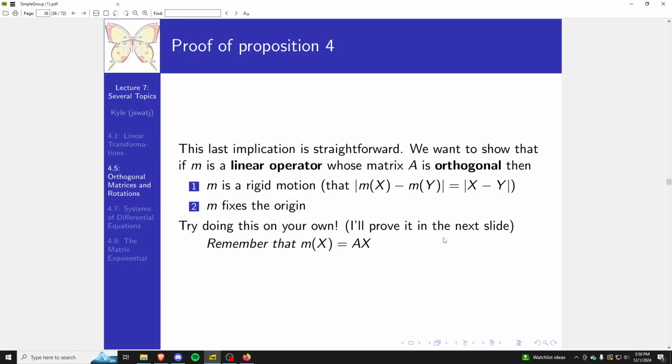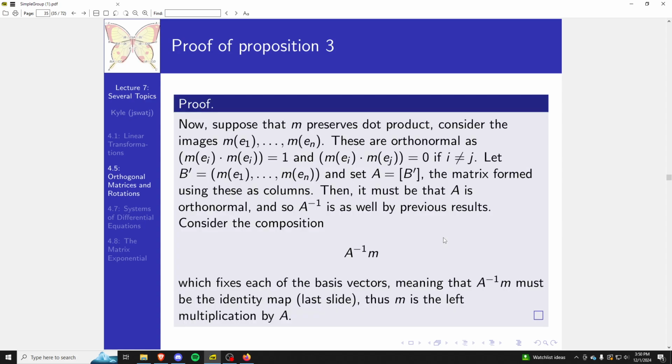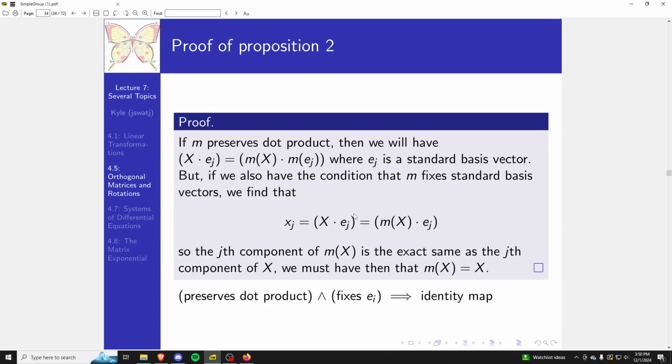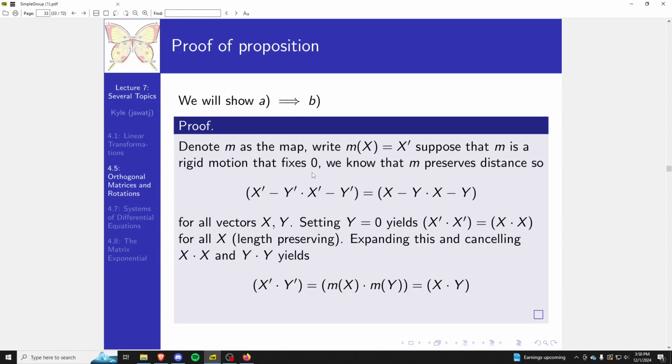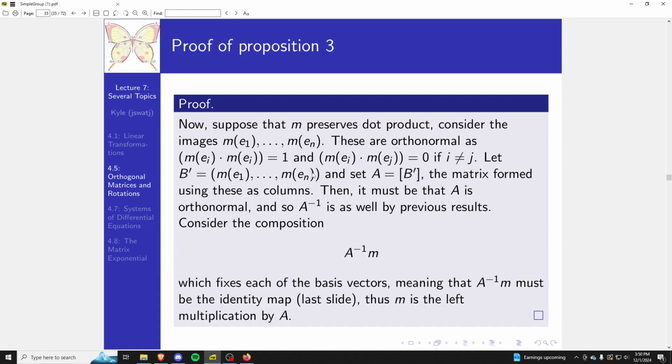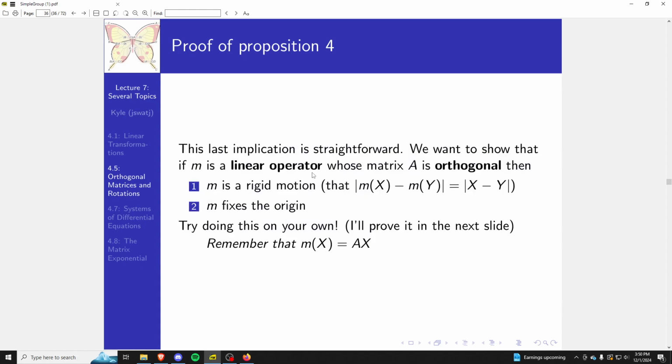And so in this proof, we did two of the implications, but we didn't do the last one. So this was A implies B. This was B implies C. And then we haven't shown that C implies A. So we want to show that if M is a linear operator whose matrix A is orthogonal, then two things are true: that M fixes the origin, and that M is a rigid motion.